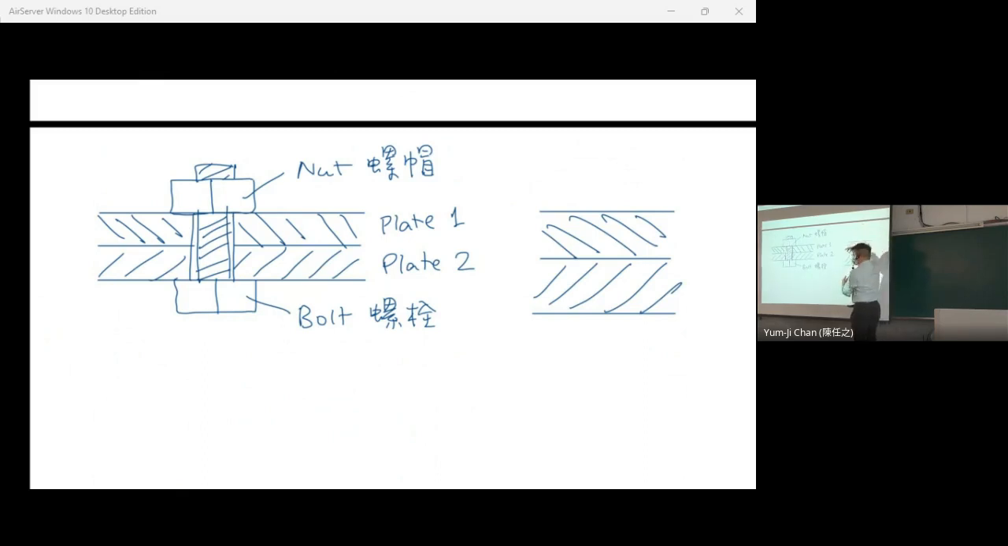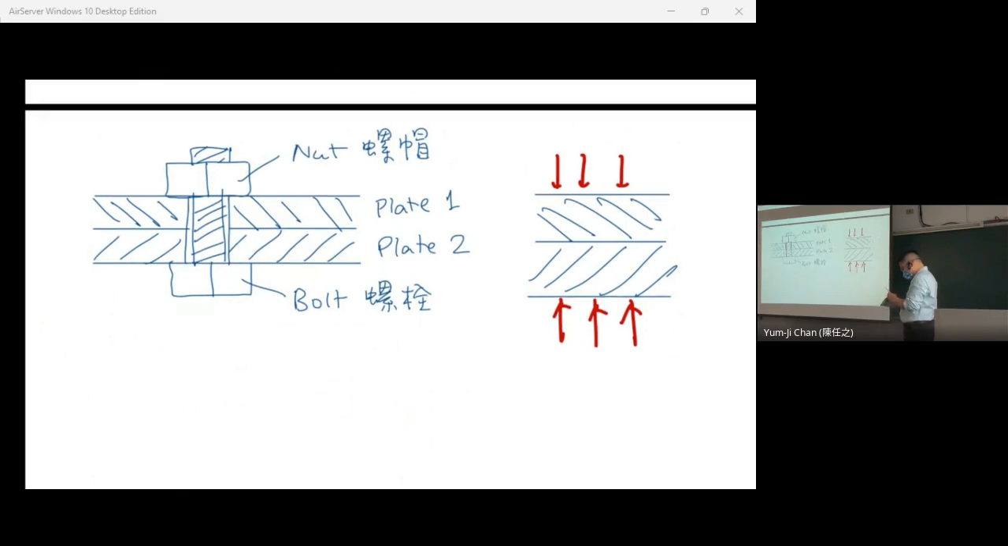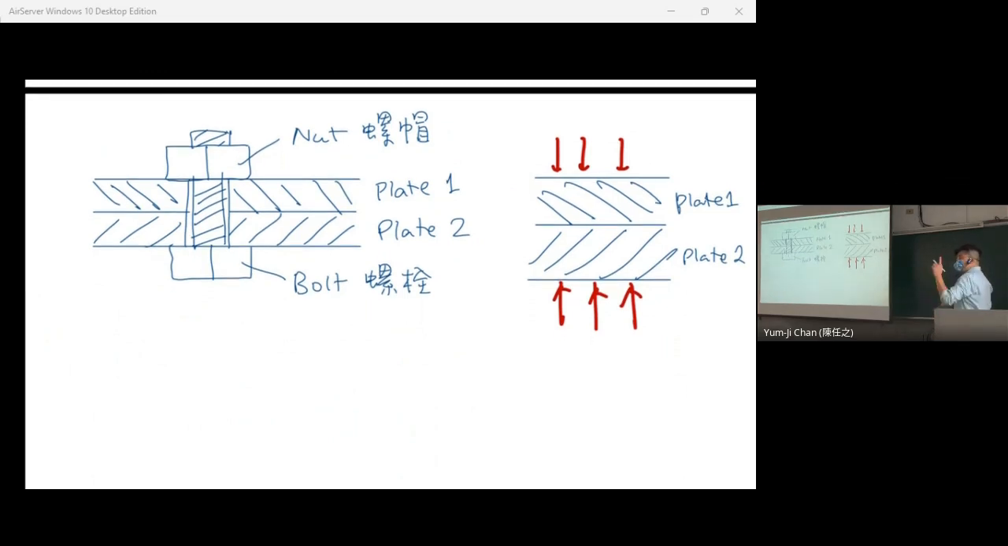Compression. We have compression on the plates. That's the first thing. So we have action and reaction.